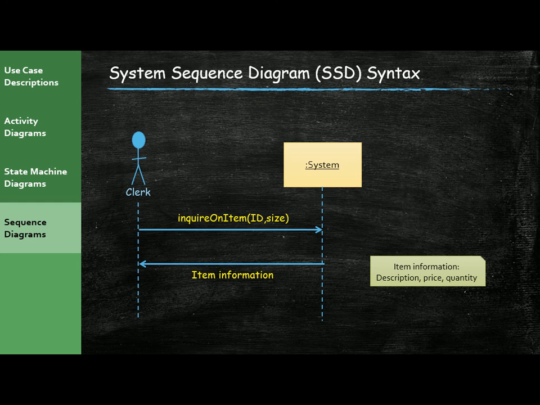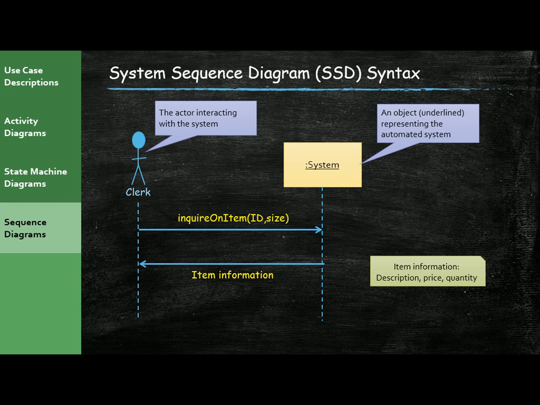So here is the basic syntax of a system sequence diagram. You can see in this case I've got a clerk, which is my actor on the left-hand side. And then there's a line that's drawn down. So let's look at these different parts. So we have the actor, which is interacting with the system. We have an object representing the automated system. So there's our system, basically, that the actor is going to interface with or interact with.